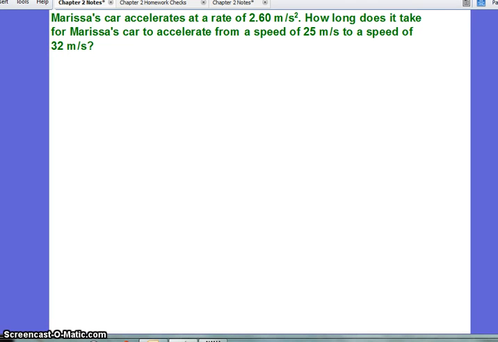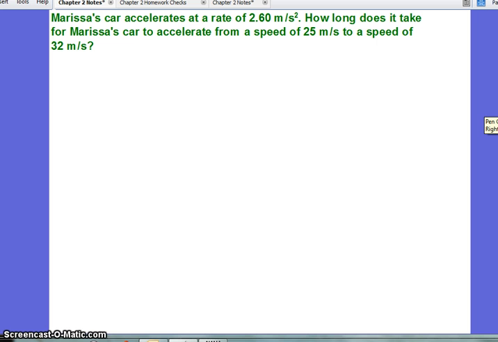In this tutorial, we're discussing how to solve an acceleration problem, and more specifically, how to choose the appropriate equation when dealing with word problems. For this question here, we have Marissa's car accelerates at a rate of 2.6 meters per second squared. How long does it take for Marissa's car to accelerate from the speed of 25 meters per second to a speed of 32 meters per second?